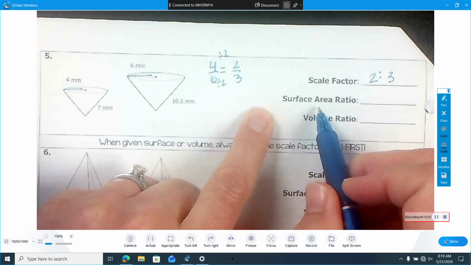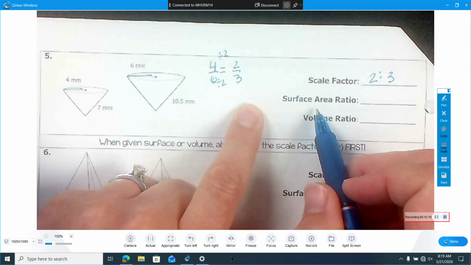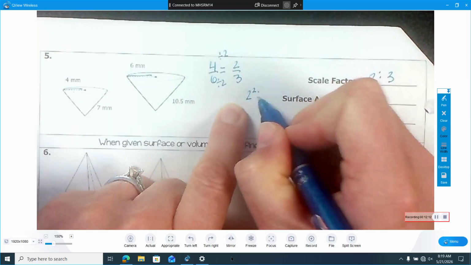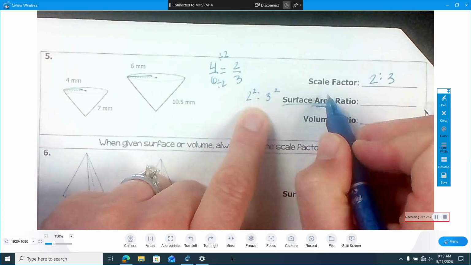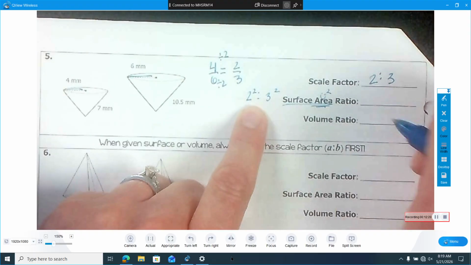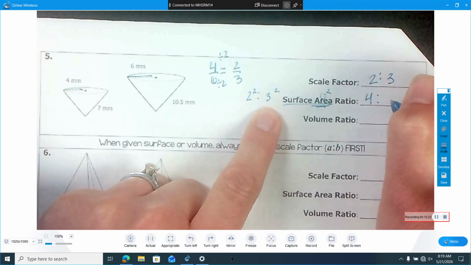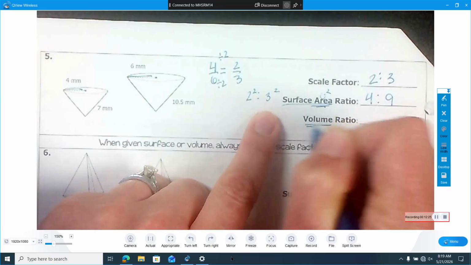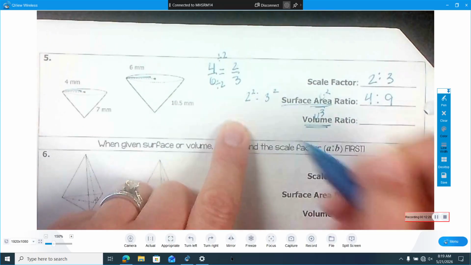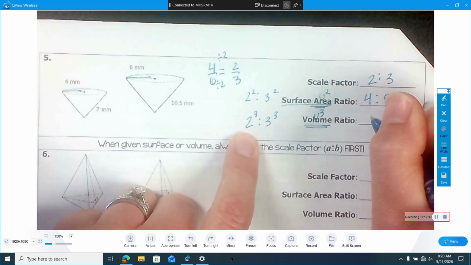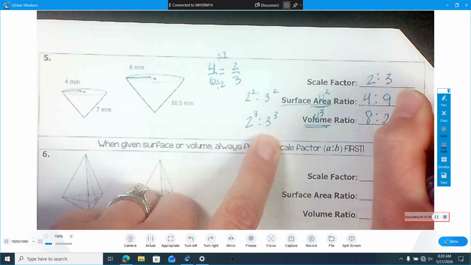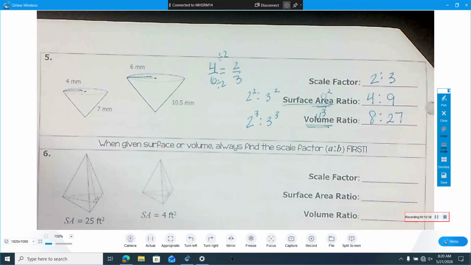How do I get the surface area ratio? Square them. Yep, 2 squared and 3 squared. We square each because it's surface area, so that's units squared, so we square everything. 2 squared is 4, and 3 squared is 9. And then how do we do volume? Cube them. 2 cubed and 3 cubed. What is 2 cubed? 8, and 3 cubed is 27. 3 times 3 is 9, times 3 is 27. Any questions on that?